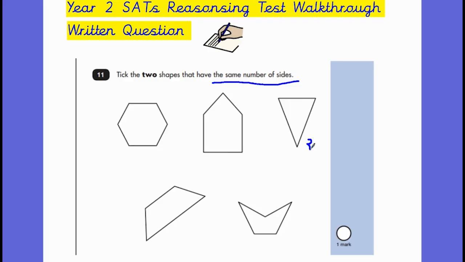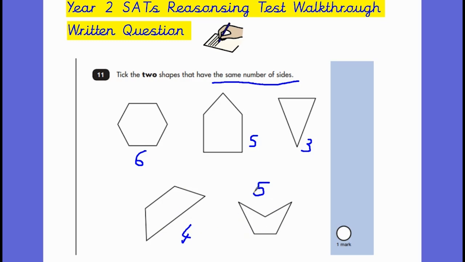So this one is a triangle, which has 3 sides. 1, 2, 3, 4, 5. That is a pentagon, it has 5 sides. 1, 2, 3, 4, 5, 6. Okay, hexagon. 1, 2, 3, 4. And then 1, 2, 3, 4, 5.